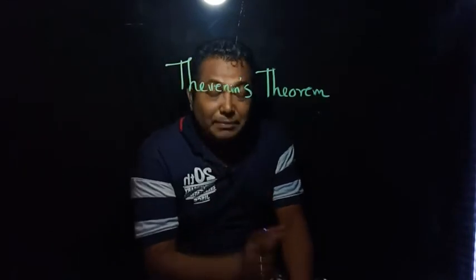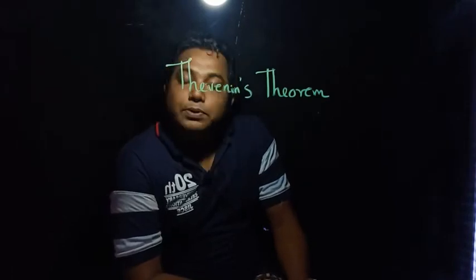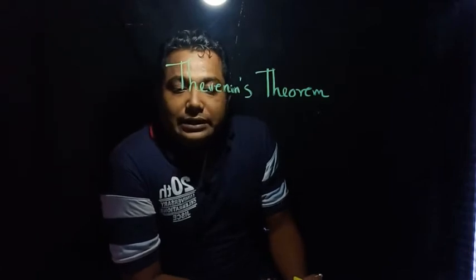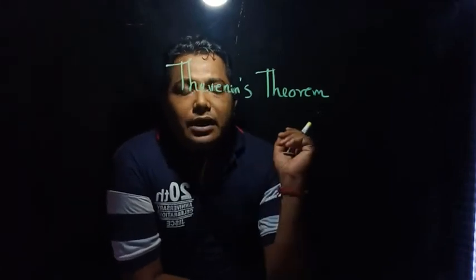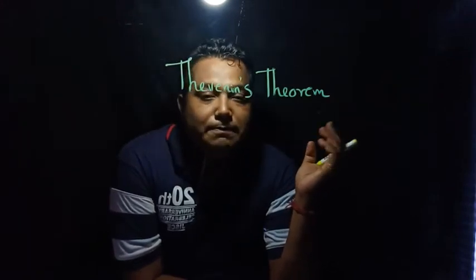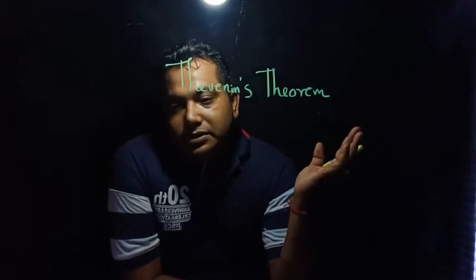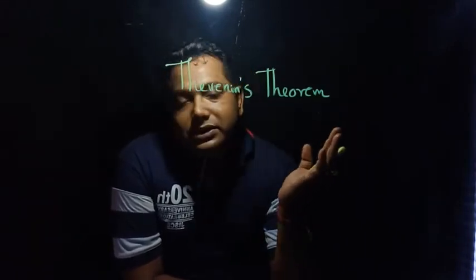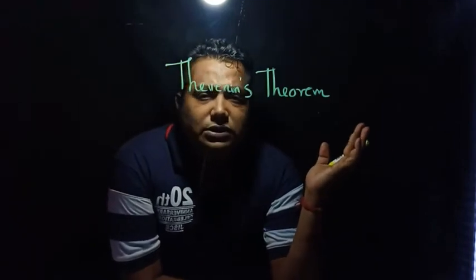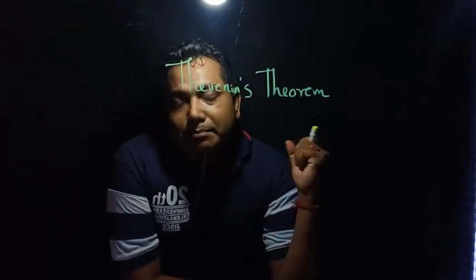So coming first to the definition of Thevenin's theorem. It states that any complex circuit can be simplified to a simple series circuit which contains a voltage source, an equivalent resistance, and the load resistance connected in series, and we can find out the load current or load voltage across any branch of any complicated circuit.